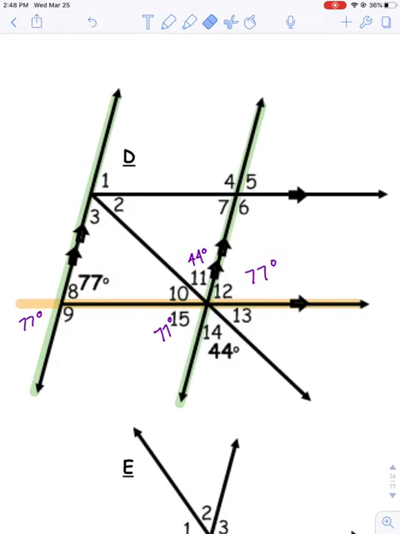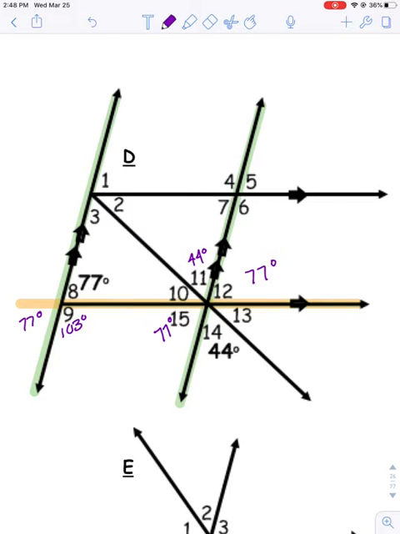Now maybe I'll use some supplementary angles to help me. I know that angle 8 and 9 are supplementary. They make a straight angle along the green line. So 180 minus 77 is 103 degrees. So that gives me angle 9.